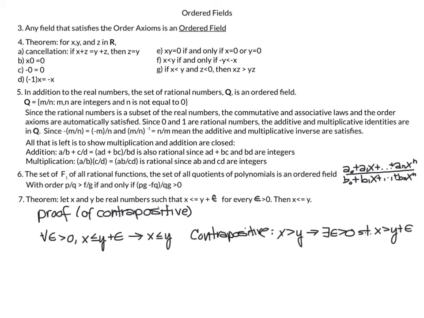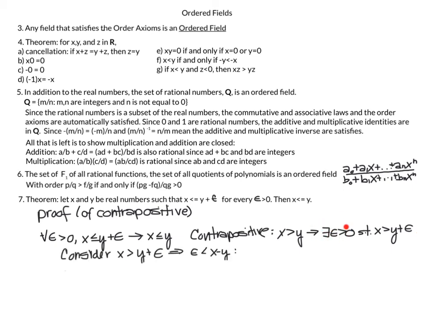First, I want to get the contrapositive, so I wrote this as an implication: for every epsilon greater than 0, x is less than or equal to y plus epsilon implies that x is less than or equal to y. So the contrapositive is the negation of the consequence, so x is greater than y, implies the negation of the hypothesis. So we negate the for all with there exists an epsilon such that x is greater than y plus epsilon. So this is the contrapositive I'm going to prove.